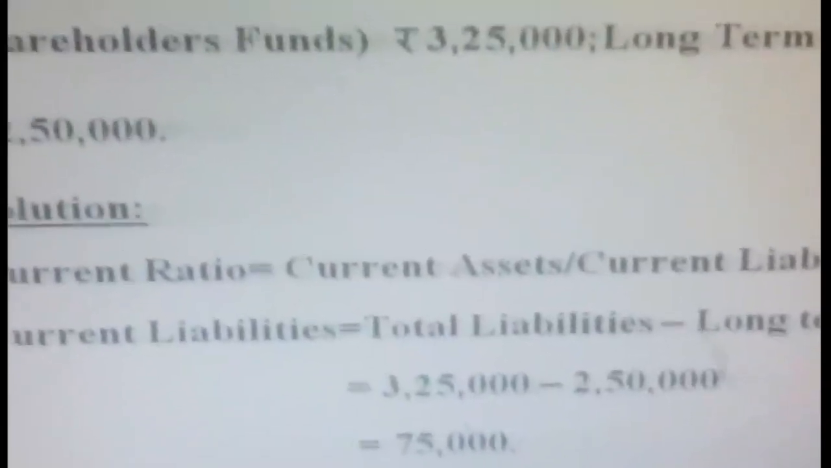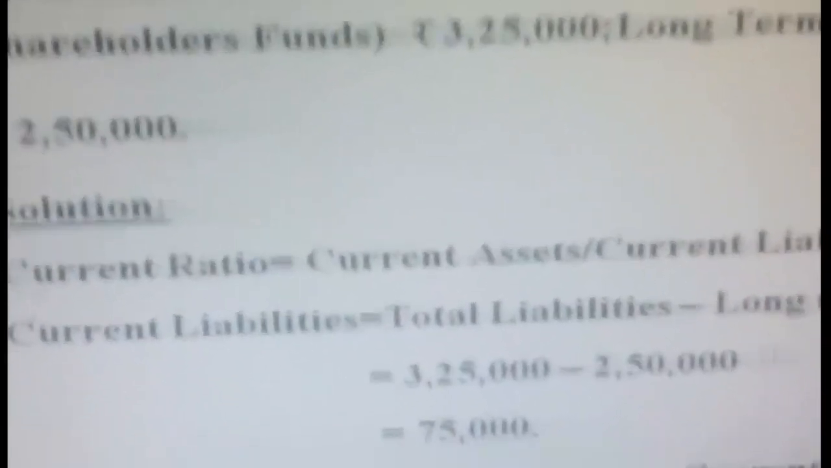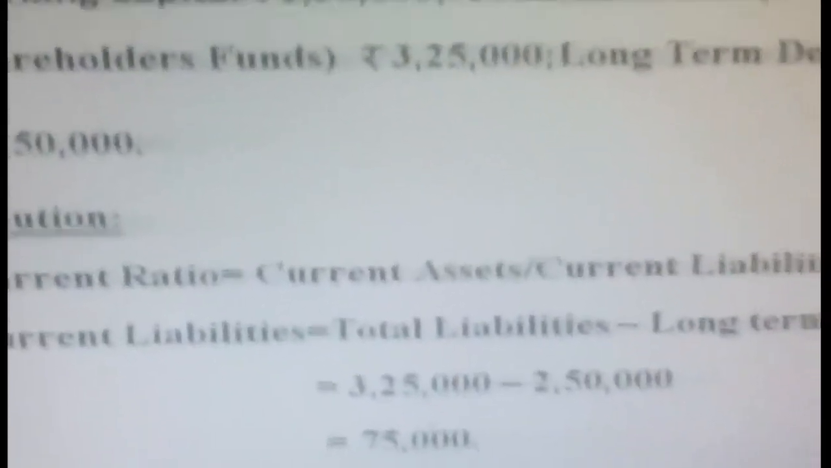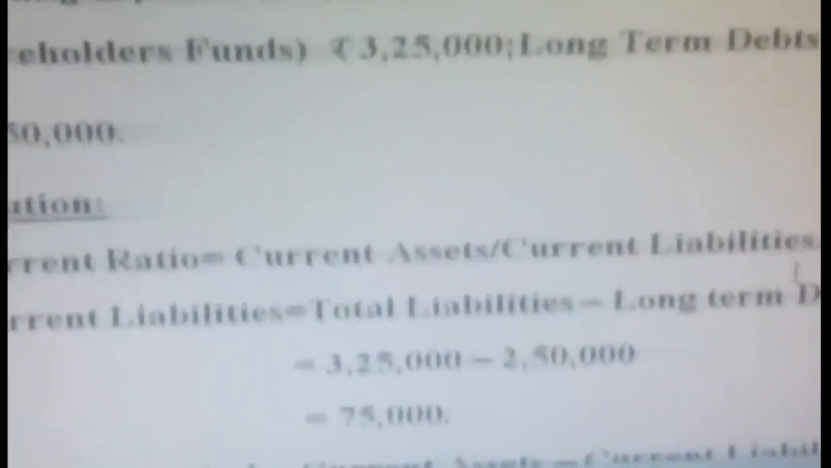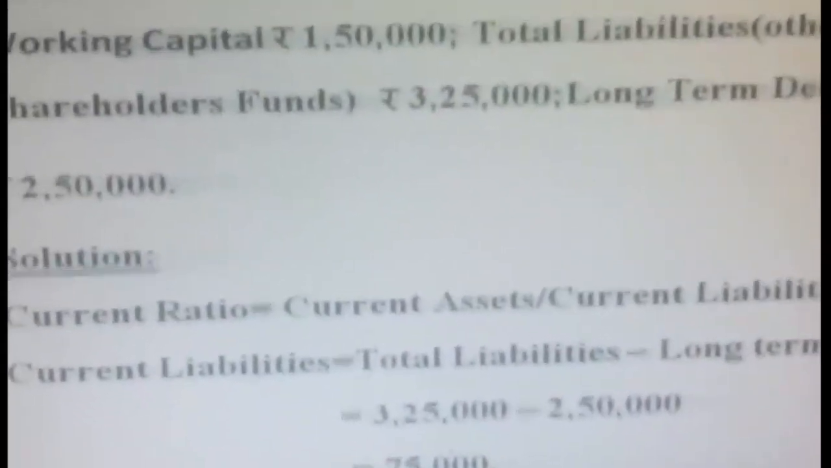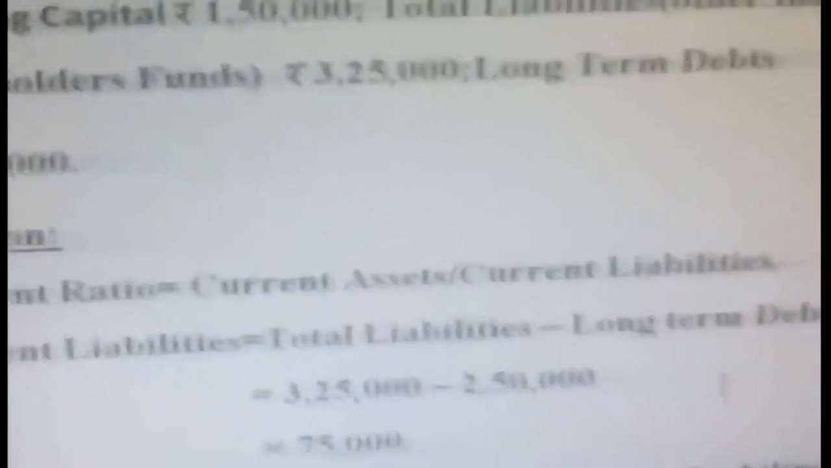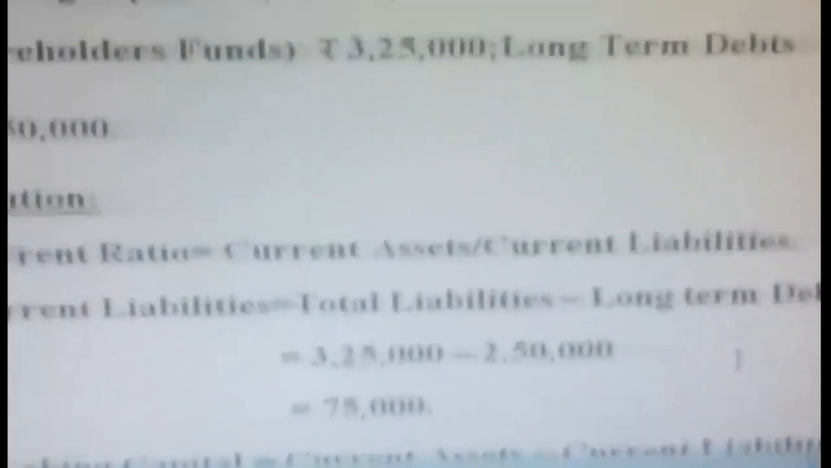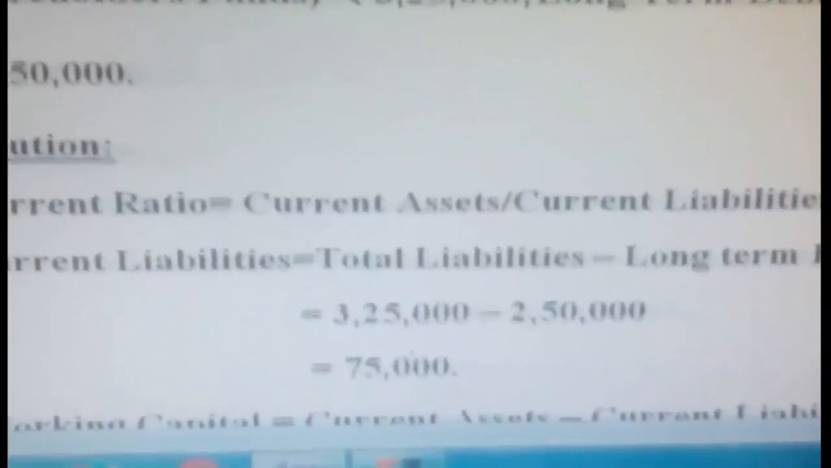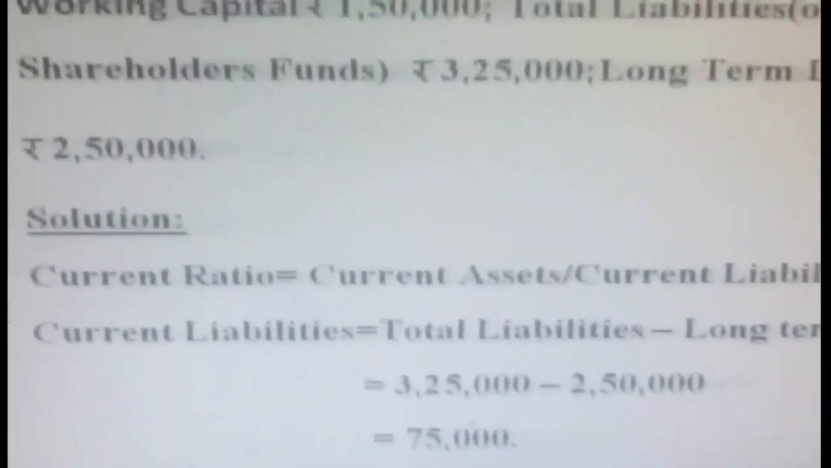As you know, I already said, for current ratio the first duty is you have to mention the formula. So current ratio is equal to current assets divided by current liabilities. Then current liabilities is equal to, as you know, total liabilities minus long term debts, you can get current liabilities. Total liabilities you can deduct long term liabilities. As given in the problem, total liabilities 3,25,000, then long term debts 2,50,000. So our answer is now current liabilities 75,000.